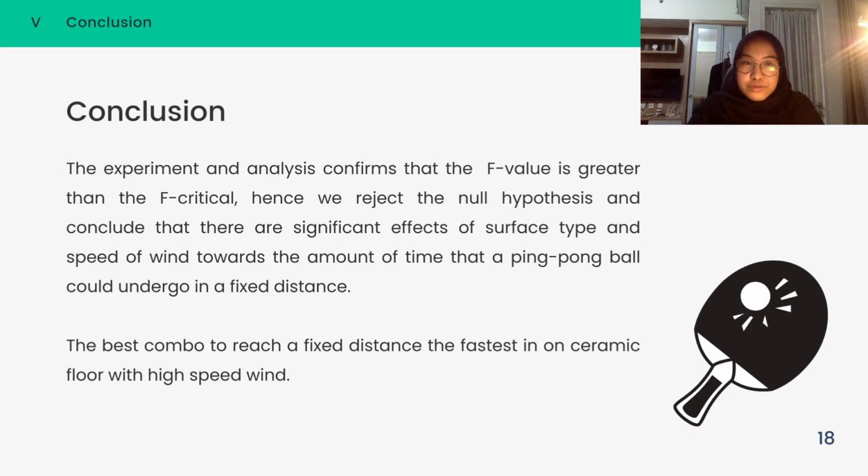Next, we have the conclusion of this presentation. The experiments and analysis that we have done confirm that the F value is greater than the F critical. Hence, we reject the null hypothesis and conclude that there are significant effects of surface type and speed of wind towards the amount of time that a ping-pong ball could undergo in a fixed distance. And the best combination to reach a fixed distance the fastest is on the ceramic floor with high-speed wind.